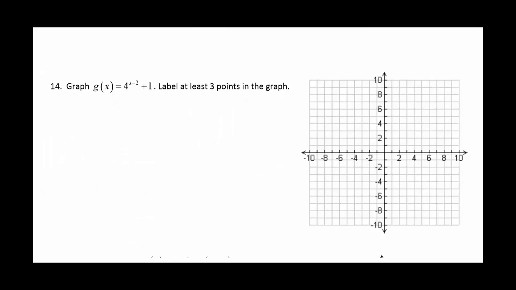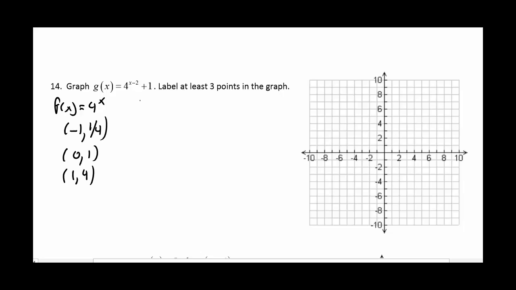Number 14, we're asked to graph an exponential. We talked about doing a mapping approach to this. So we're going to sort of think about the parent graph. So in this case, our parent function would be 4 to the x. And we talked about that there's 3 points that we can always identify and the asymptote from the parent. So in this case, we would want -1, 1/4, 0, 1, and 1, 4.